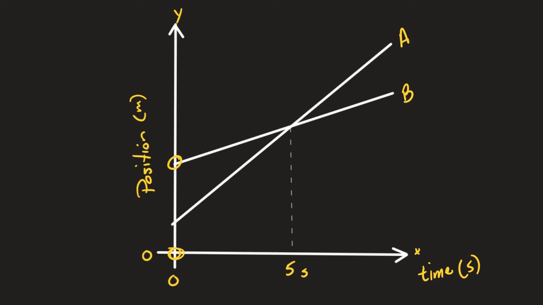Somebody raise their hand and give me a single sentence that tells me what's happening at 5 seconds. Yes, sir. Both A and B are the same distance from the origin. That is a true statement. Would we all agree? Yes. A and B are both the same distance away from the origin.